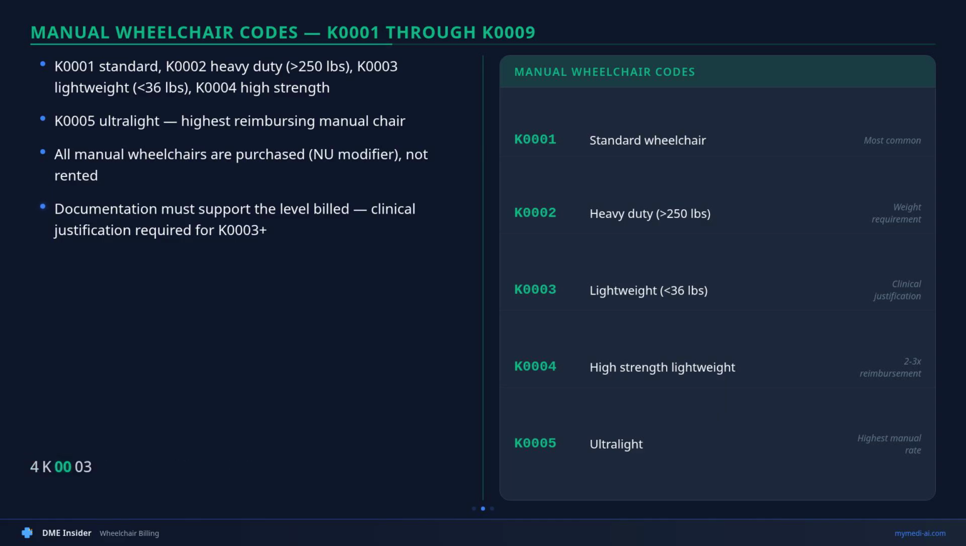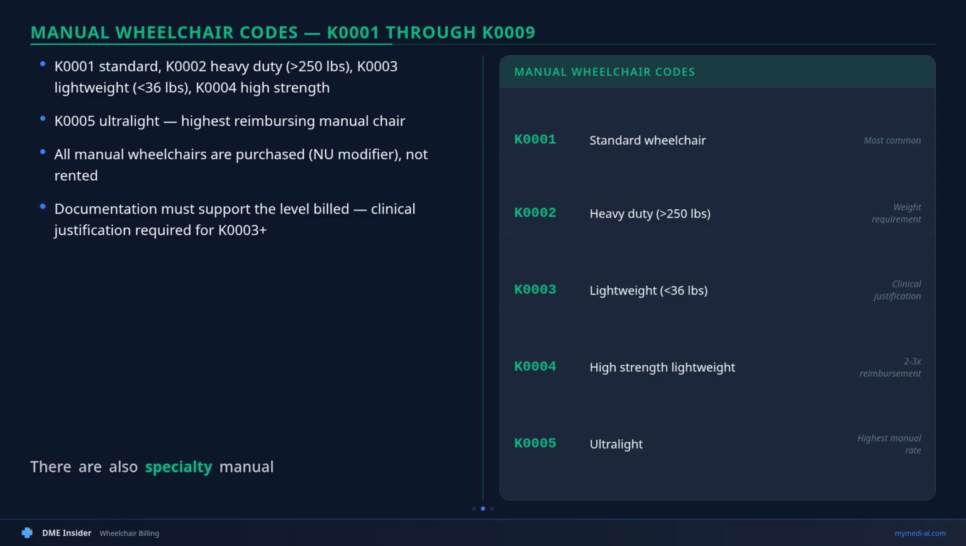For K0003 and K0004, you need clinical justification for why a standard wheelchair is insufficient. The physician's order must specify the type, and the medical record must document the patient's mobility needs, body measurements, and why a lighter or stronger chair is medically necessary.